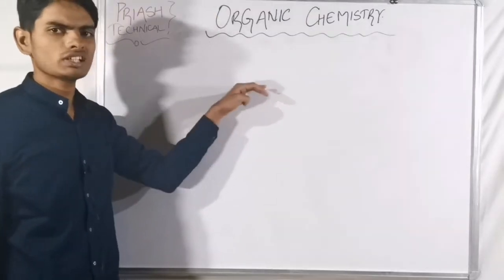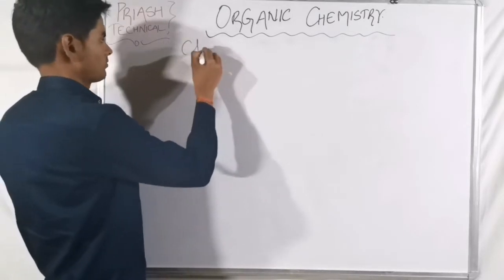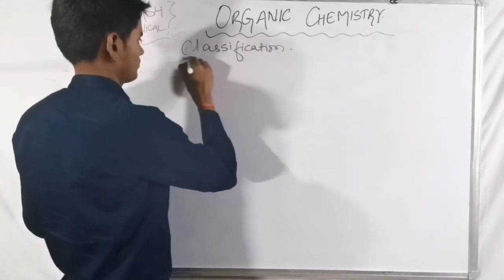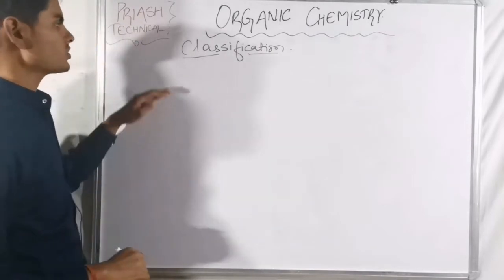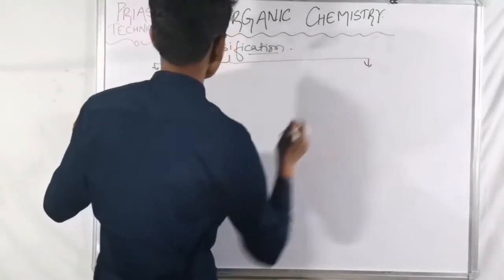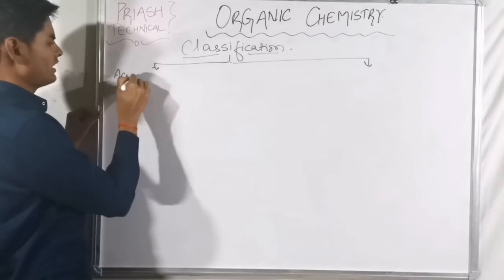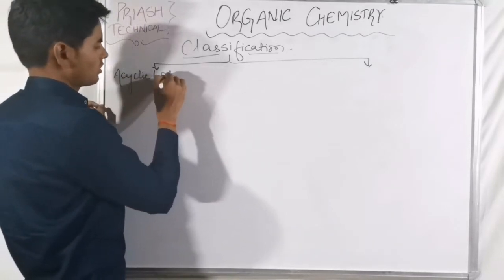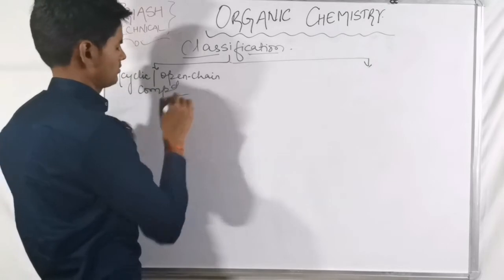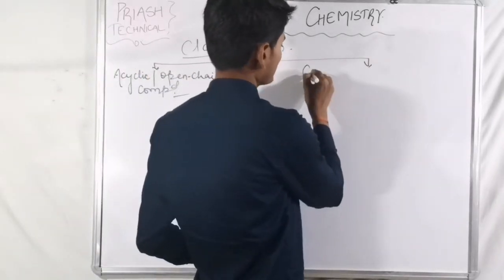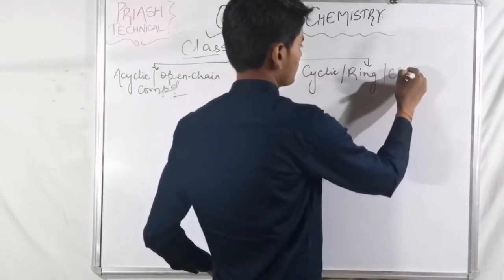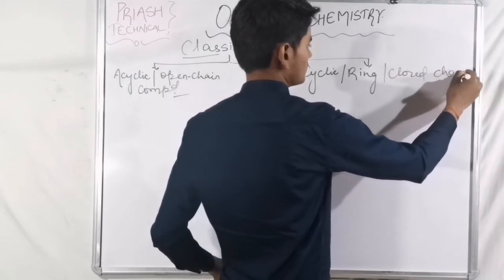Now we will discuss classification of organic compounds. On the basis of classification, organic compounds are categorized into two types, that is acyclic or open chain compounds, and the second one is cyclic, ring or closed chain compounds.